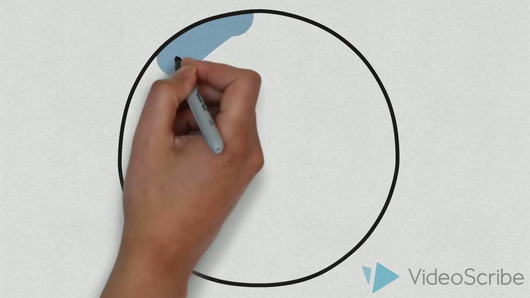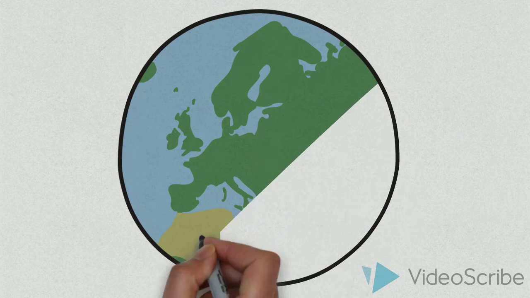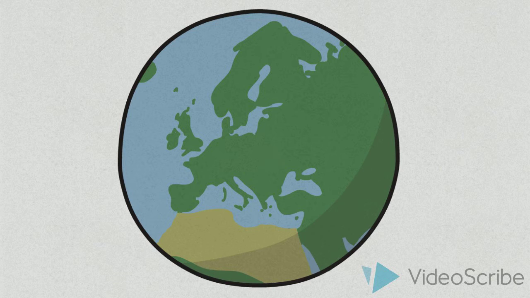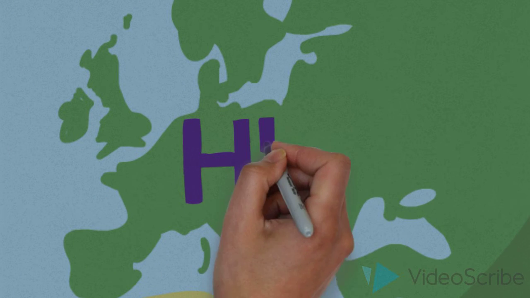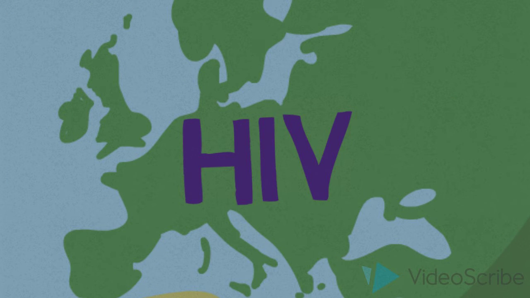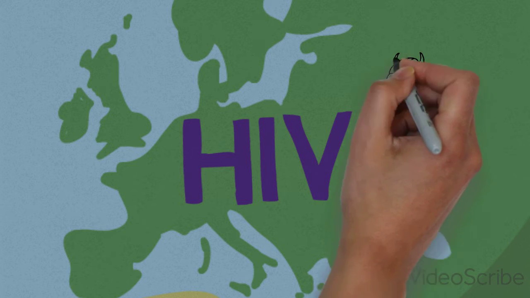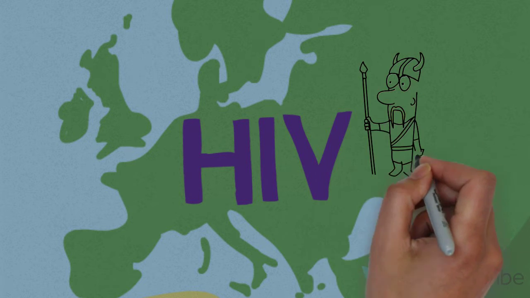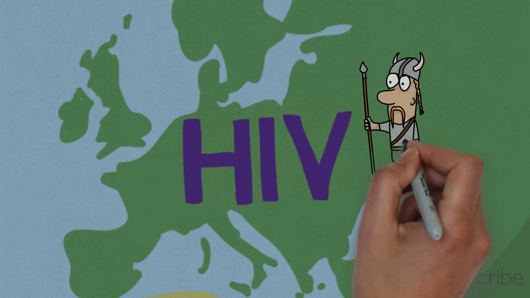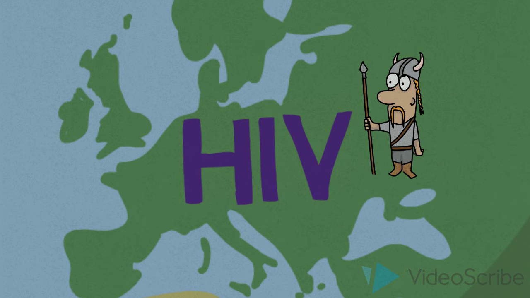There are also examples of certain genes providing resistance to HIV. Europeans are far more likely to have a gene for resistance to HIV, and they may have it because it helped their ancestors combat smallpox or the plague. This is what is commonly referred to as the Viking hypothesis.